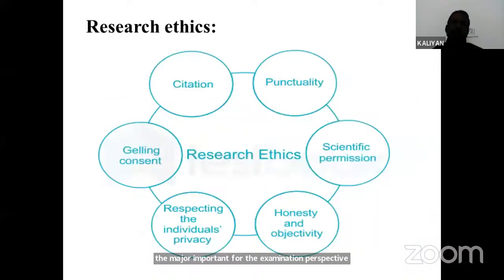And research ethics. There are some research ethics followed while doing research, like honesty and objectivity. Objectivity means there is no bias. Respecting individual privacy, so don't share individual information with others. Getting consent, so before collecting the data we need consent from that person. Citation, we properly maintain the citation. Punctuality, we properly maintain the timetable for the research. And scientific permission: suppose you go to collect data in a particular government sector, for that we need to get permission, which is called scientific permission. These are the major ethics followed while doing research.